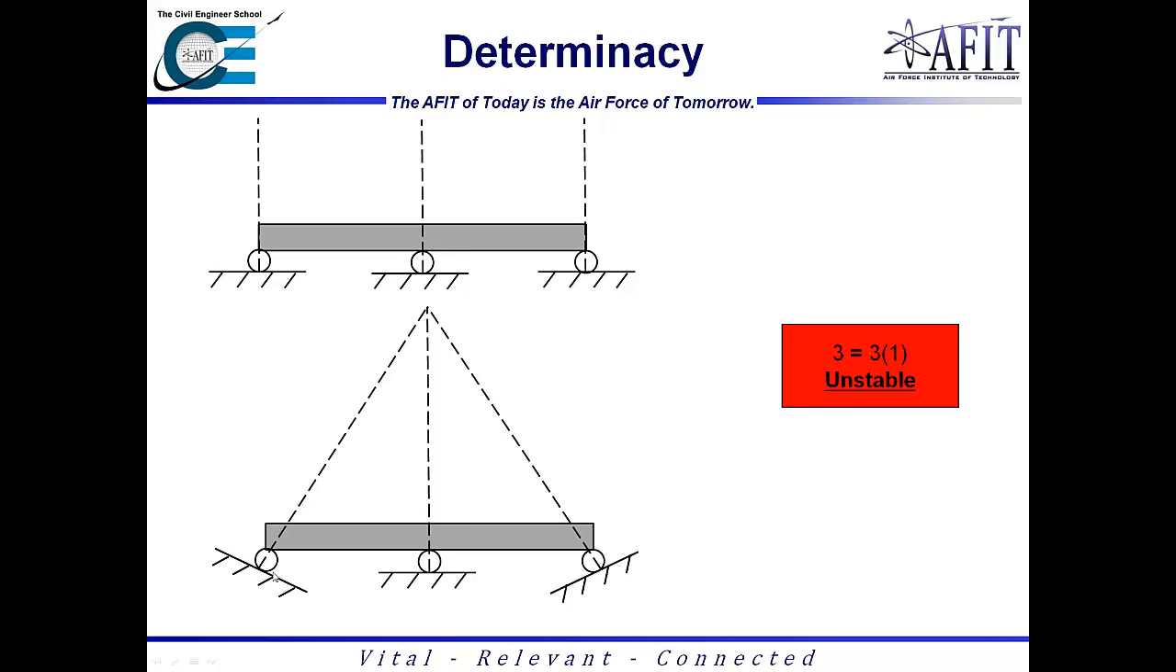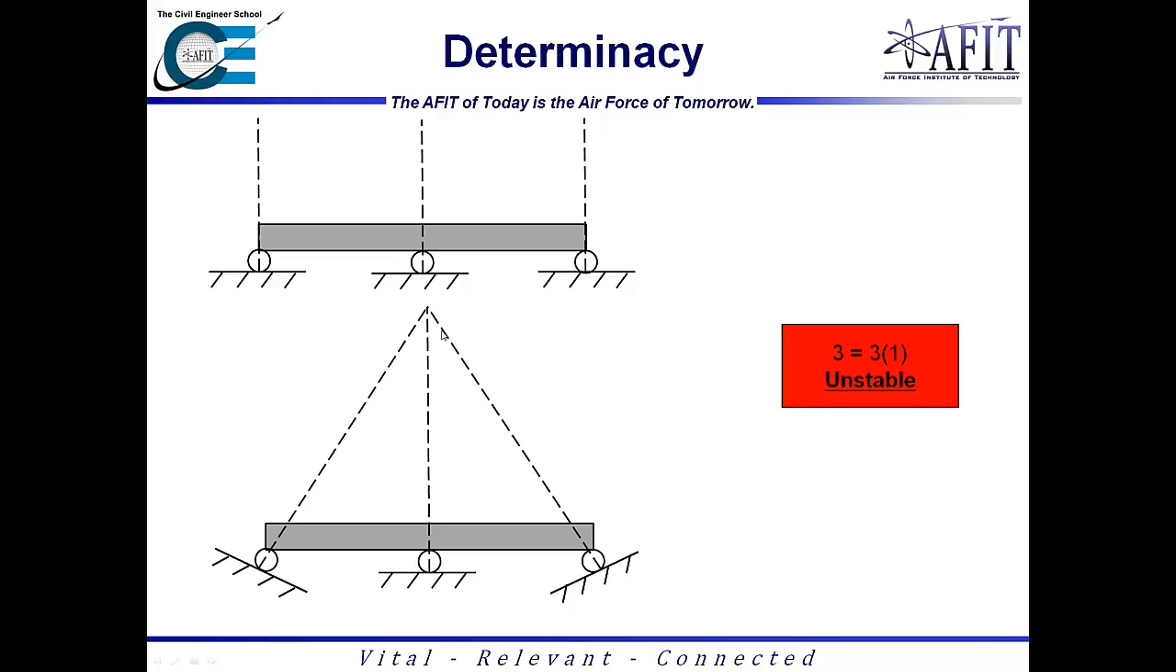Looking at the continuous beam below, we have three rollers once again. This should be a sign at this point: if you see three rollers on a beam and no pin, chances are it's unstable. But these all act to a certain point up here.